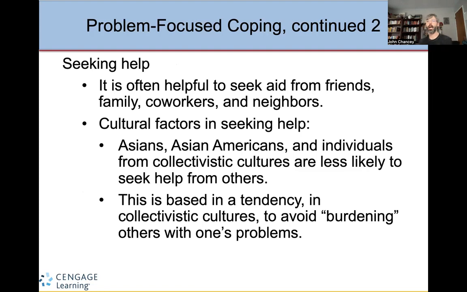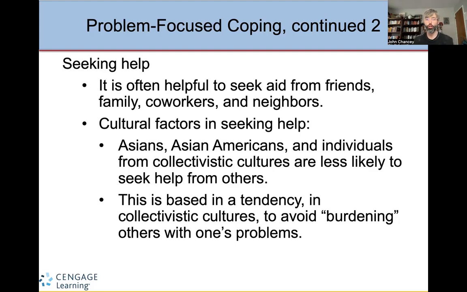Be willing to ask for help. I know that's very difficult. Sometimes people are, myself included, it's not always easy to ask for help. But if you have the resources of friends, family, loved ones, coworkers, neighbors, there's a lot of evidence that shows it can be helpful to use those resources.